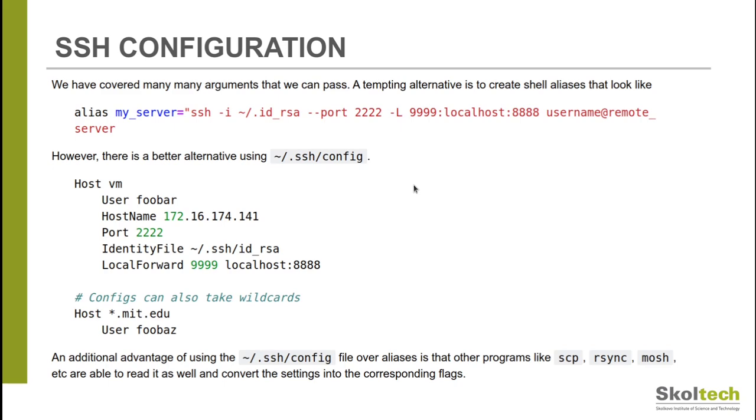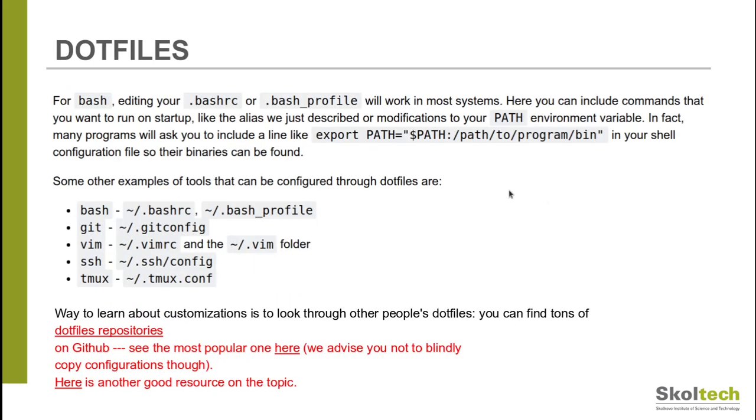But you can still add an alias to your bashrc file, but it has disadvantages. The advantage of using the SSH config file over aliases is that other programs like scp, rsync, mosh, etc. are able to read it as well and convert the settings into the corresponding flags. If you do it with the bashrc file, all these commands won't work the same way if you change the SSH config. So let's talk more about dotfiles.